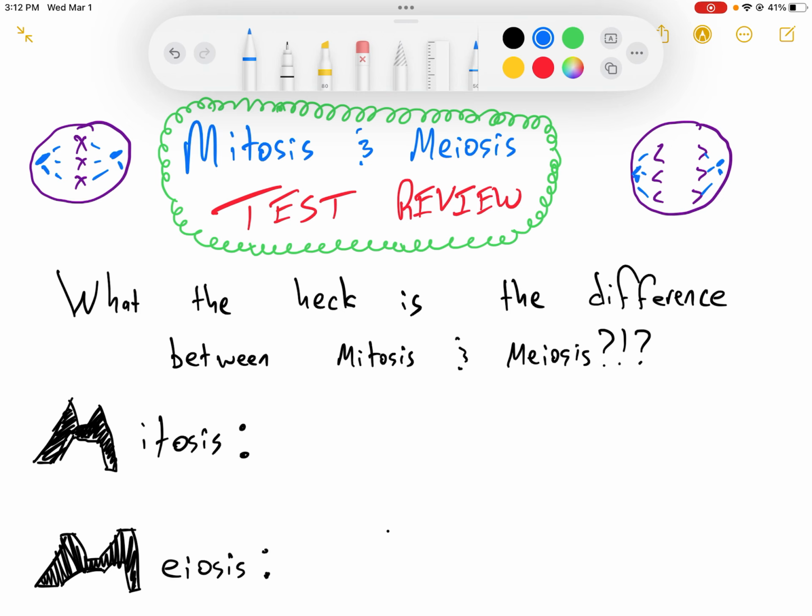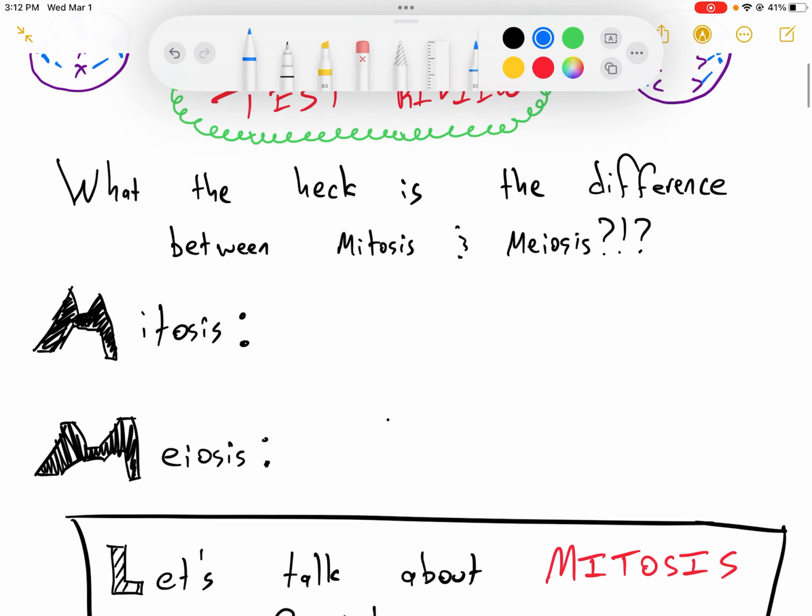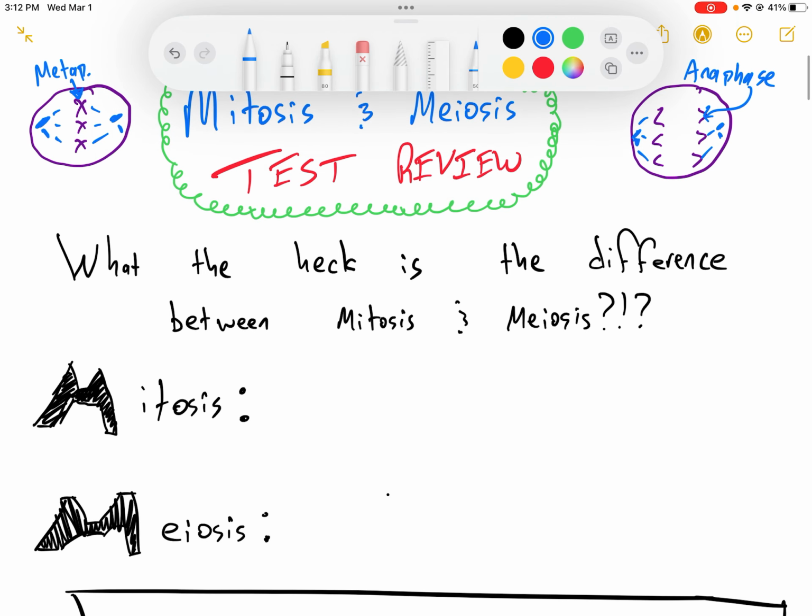So first of all, I've got a couple of cells up here in the top left and the top right of your screen. The one on the top left is in metaphase, which we're going to talk about in a second. And then this one over here is in anaphase, because the way I remember that is that those chromosomes right here are getting broken apart. So apart is anaphase, and in metaphase, the chromosomes are lined up in the middle. So middle is metaphase.